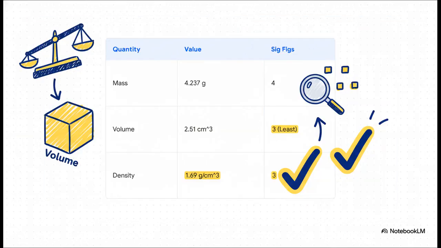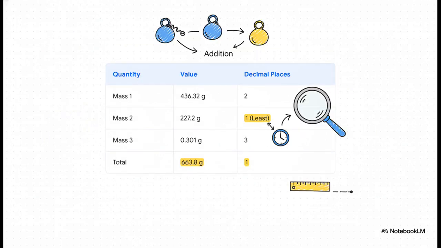Say we're calculating density, which is mass divided by volume. The mass has 4 sig figs, but the volume only has 3. Okay, so 3 is our weakest link. That means our final answer must also be rounded to 3 significant figures. So that long number your calculator spits out, 1.68804 and so on, it just becomes 1.69. Simple as that.